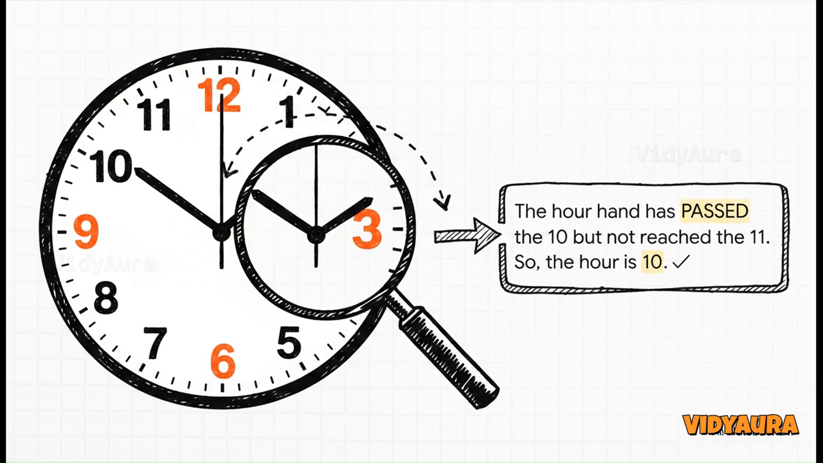All right, step 1, find the hour. Now look closely at that short hour hand. I know. It looks like it's pointing right at the 11, doesn't it? But here's the key. Has it actually reached the 11 yet? Nope. It has passed the 10, but it's not at 11. So the hour is 10. Always look at the number it has just passed.